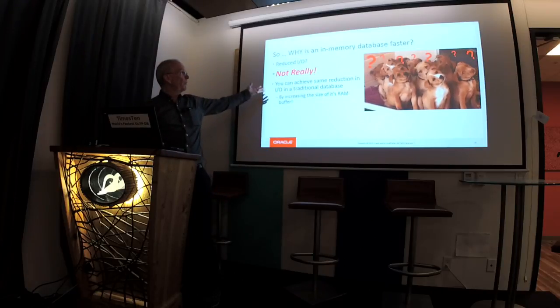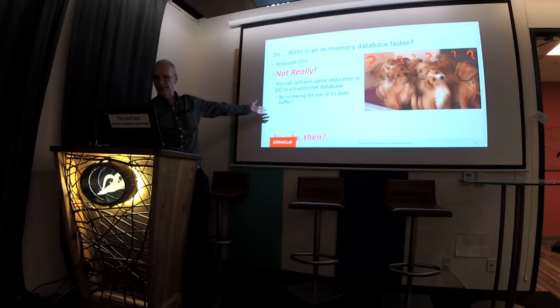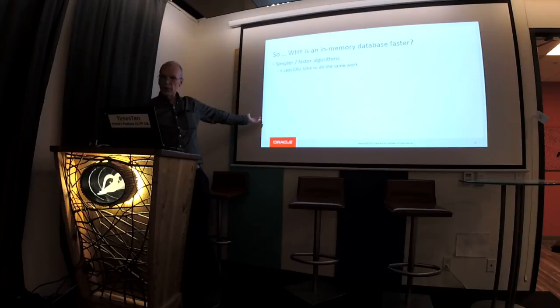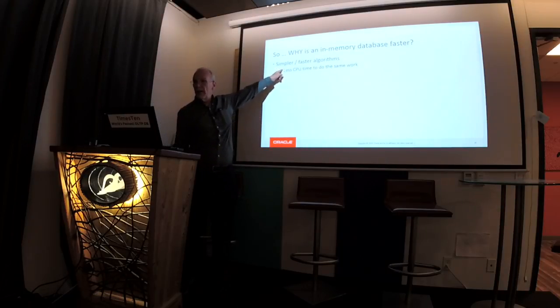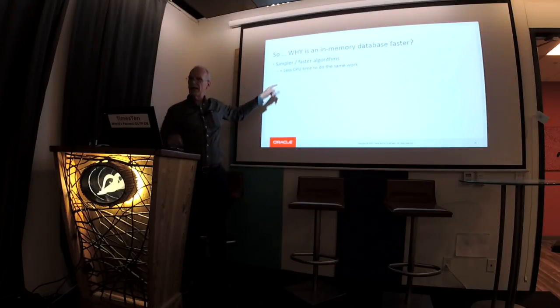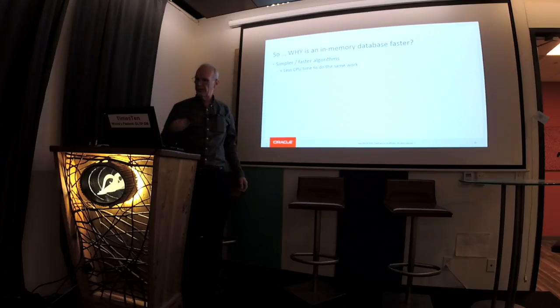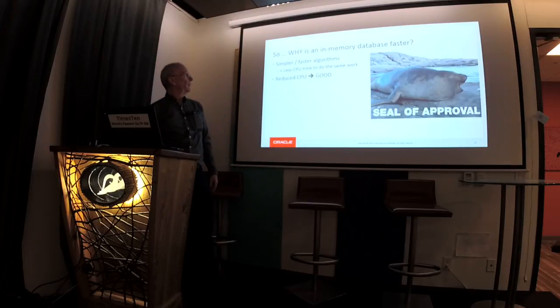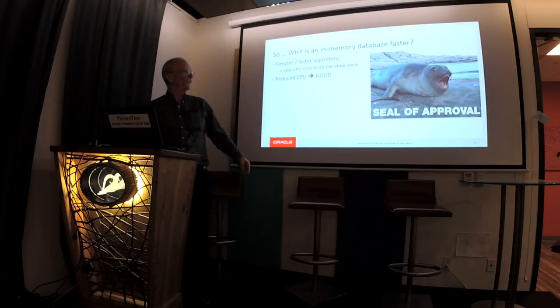You can achieve that advantage of reducing I/O with a traditional database and a lot of RAM. Okay, so why is an in-memory database faster? Well, an in-memory database is faster because it can use simpler algorithms to do the same thing. I don't have to do 2 lookups, I can do 1 lookup to do the exact same amount of work. Less CPU time is good, gets the seal of approval.